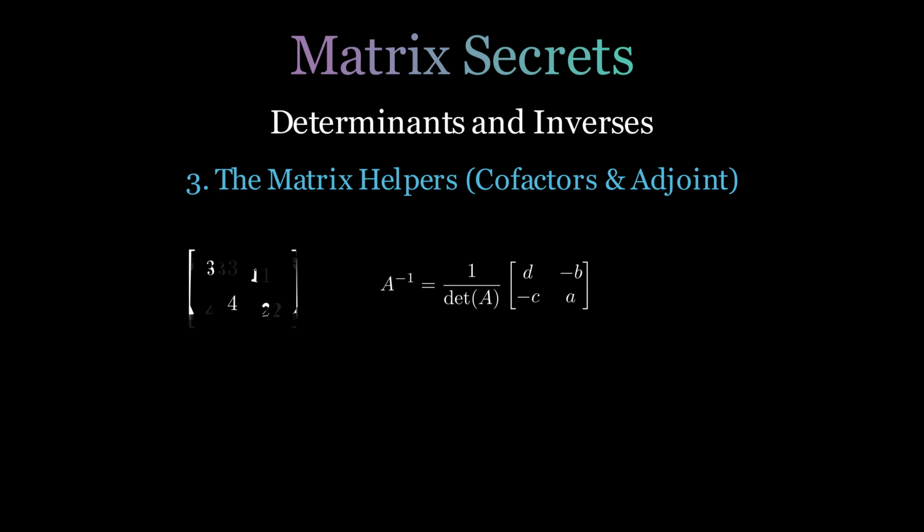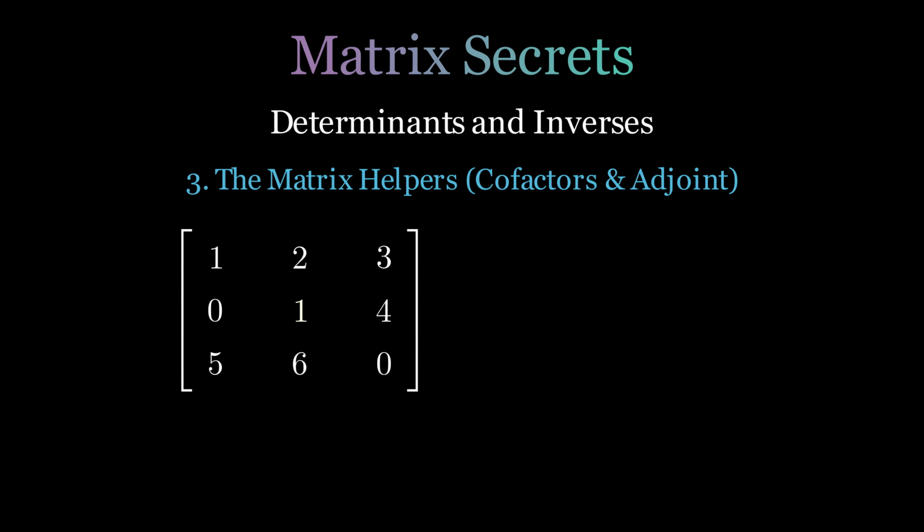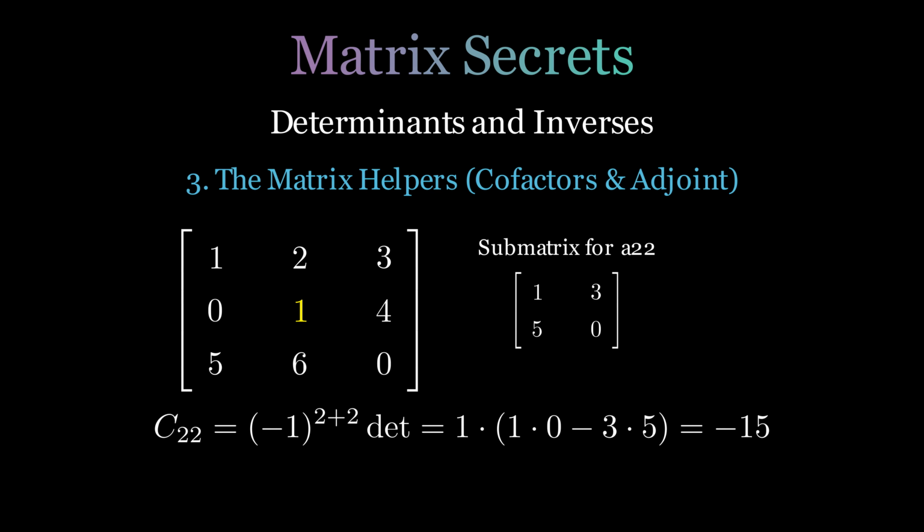For larger matrices, we need helpers called cofactors. Each cofactor is like a mini determinant of a smaller matrix. The adjoint is just the transpose of all these cofactors.